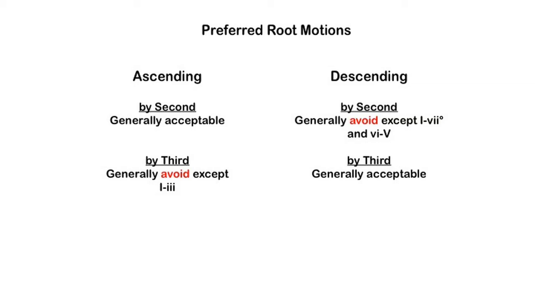Root motion by descending third is generally acceptable in all contexts. We've already seen that with our typical substitutions. We move left to right through our chord charts, and then we can move down through any of the individual harmonic functions, because it sounds like we are progressing towards a harmonic goal.